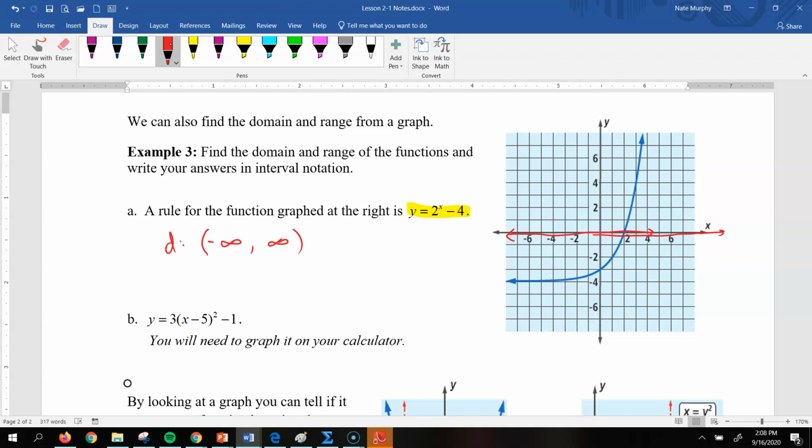Now, if that confuses you, we could also look at the equation. We could look at the values for x. And we could ask ourselves, is there anything that I can't use as an exponent? So that's oftentimes what I'll do. I'll look at the value for x, and is there anything that I can't put in there for x?